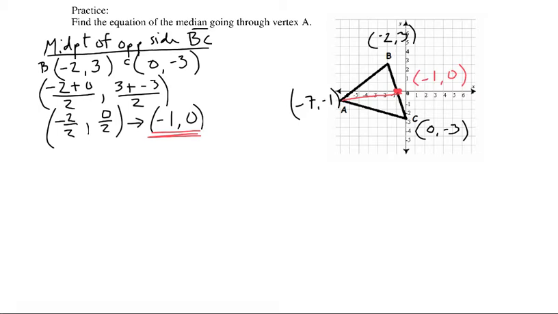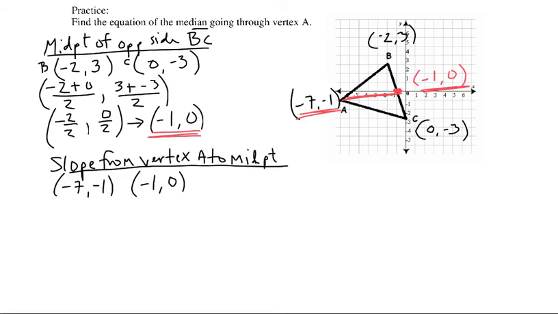Remember, slope is y minus y over x minus x. All right, so on top we should have -1 minus 0. On the bottom should be -7 minus -1. So this gives us -1 over, let's see, -7 minus -1 is +1, so we should have -6. So our slope would be a positive 1/6.